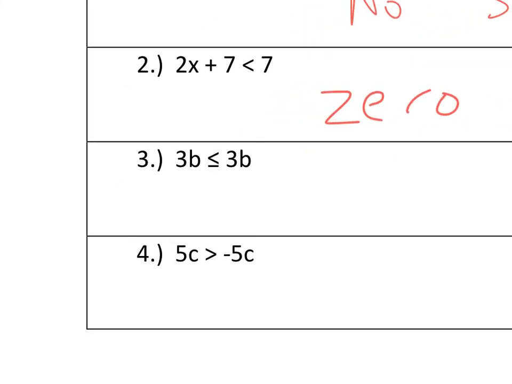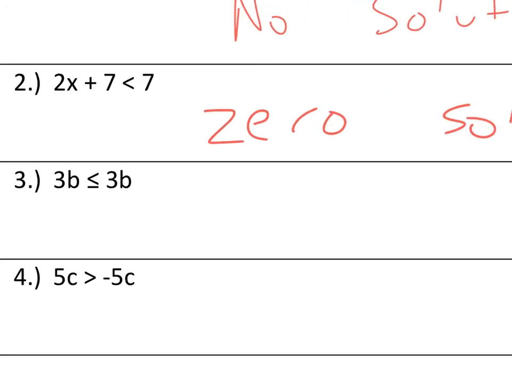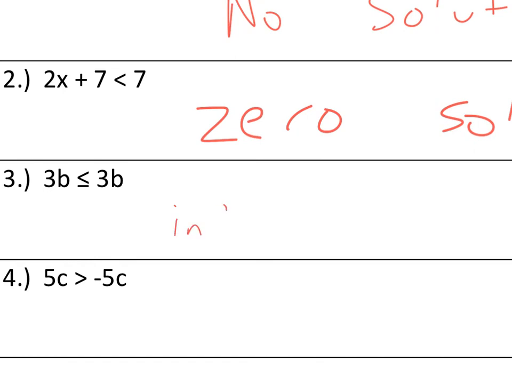3b is less than or equal to 3b. Well, that is a true statement. It's not that 3b isn't less than 3b, but think about it. Solutions are anything I could plug in for b. What numbers could I plug in for b that would make this true? Well, anything I plug in on the left side, I'm going to plug the same number on the right side, and they're equal statements on either side. So therefore, this is infinitely many.